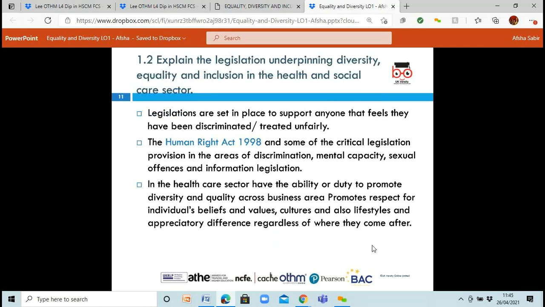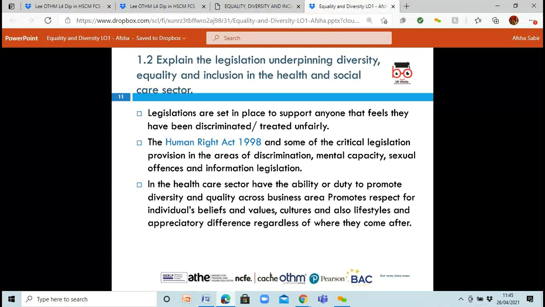Okay, no worries. So for 1.2, it's explain the legislation underpinning diversity, equality and inclusion in the health and social care sector. So we know that legislations have been set in place to try and make a set procedure, have a uniformity of wherever you are, what sort of organization you're in. It's just to make sure that everybody is supported and they feel that they've been supported in the correct way. There's legislations there also that if you feel that you've been discriminated or treated unfairly, that you can look at and you can gain support from.